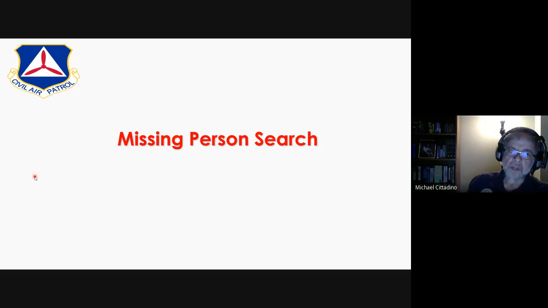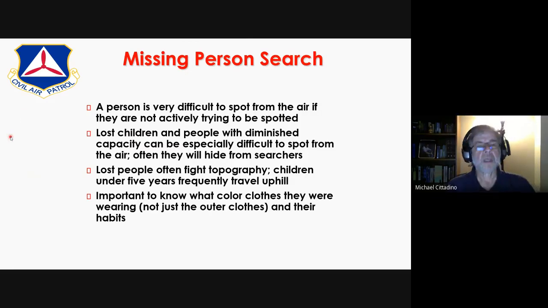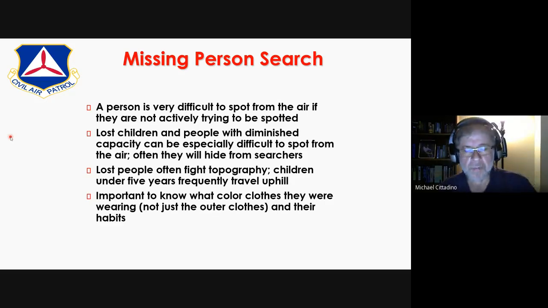You really are using ground search to find missing people. And there's a variety of reasons for that. It's not easy to see somebody from the air. For the most part, if you're looking for a missing person outside of some sort of accident where there may be survivors who are trying to be rescued, you're typically looking for people who are despondent, suffer from some sort of dementia, suffer from some sort of autism.